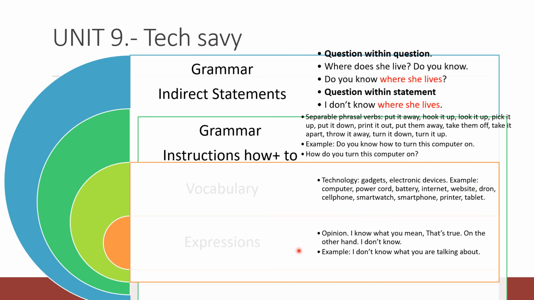And in expressions, we are talking about how to give your opinion. You can use things like, I know what you mean, that's true, on the other hand, or I don't know. So the example says, I don't know what you're talking about. This is something very common in spoken English. So that's the summary about the first 3 units on the 6th level.